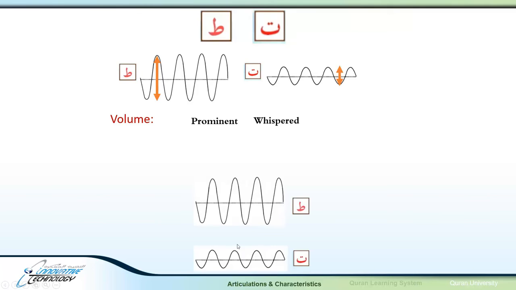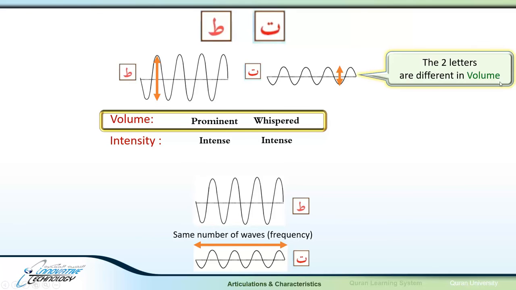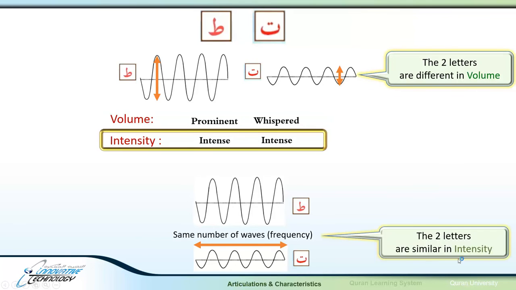Now, if we look at these two waves, we realize that both have the same number of waves, accordingly the same frequency, and as a result, we conclude that from an intensity perspective, both letters are intense. Now, both letters are different in volume. The ta is prominent, the ta is whispered, so the two letters are different in volume. On the other hand, the two letters are similar in intensity, having the same frequency.